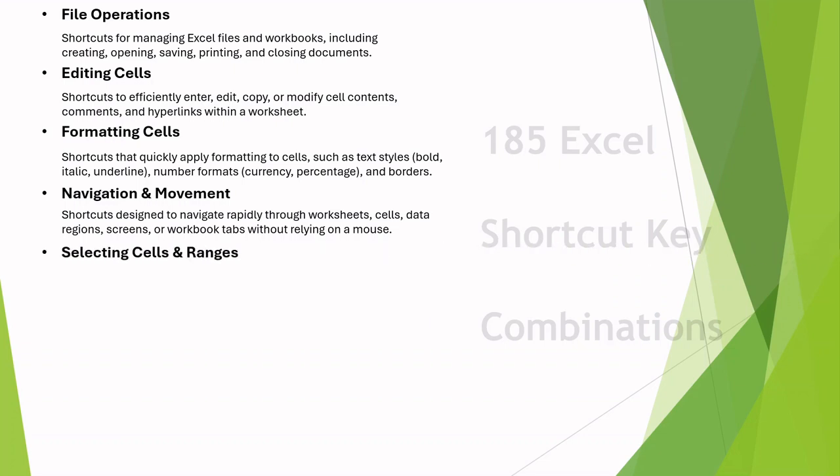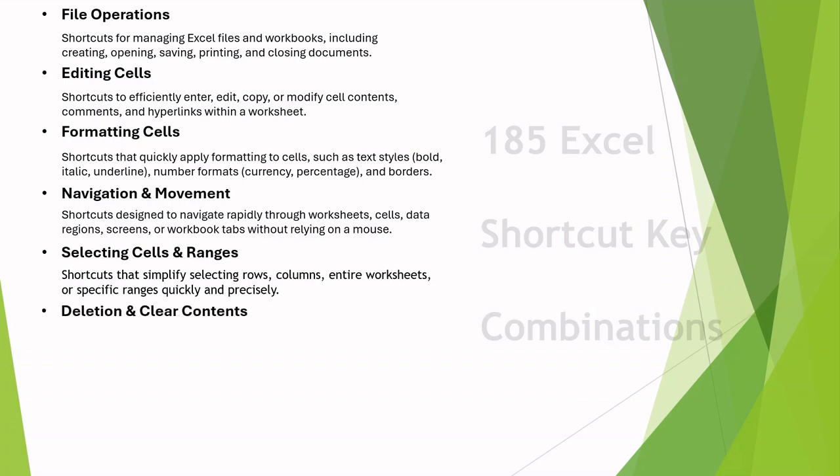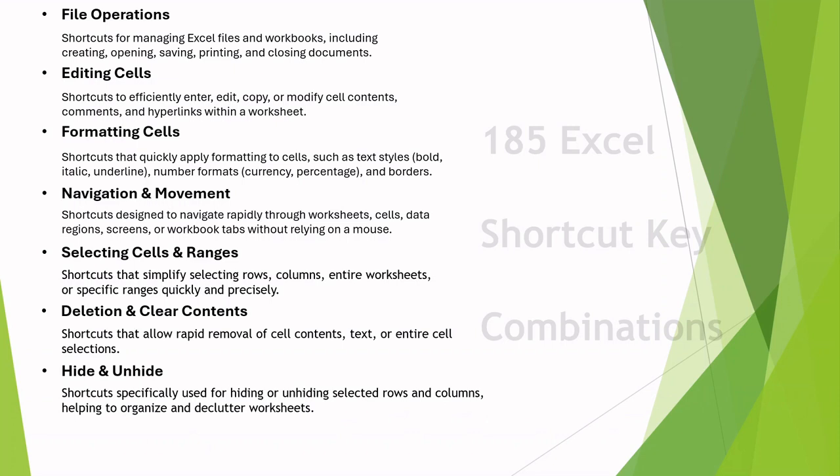Selecting cells and ranges. Shortcuts that simplify selecting rows, columns, entire worksheets, or specific ranges quickly and precisely. Deletion and clear contents. Shortcuts that allow rapid removal of cell contents, text, or entire cell selections. Hide and unhide. Shortcuts specifically used for hiding or unhiding selected rows and columns, helping to organize and declutter worksheets.